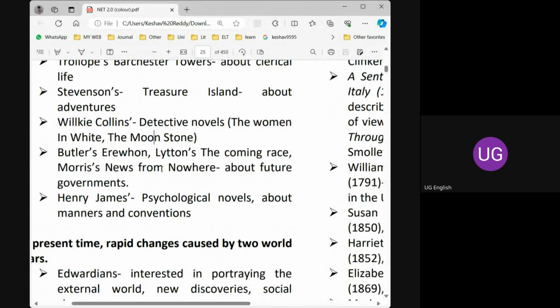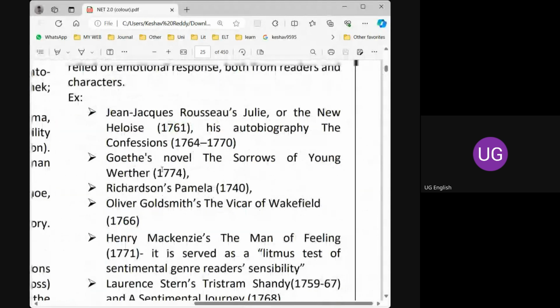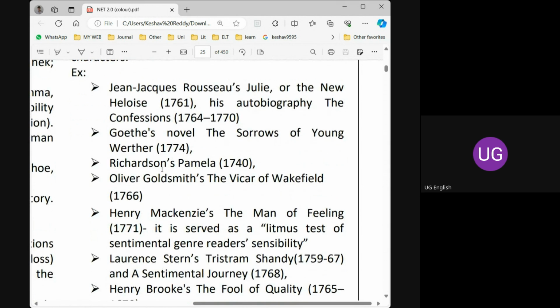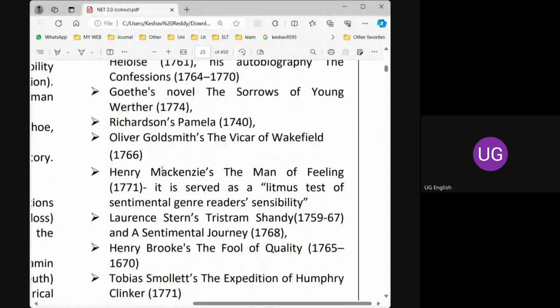Butler, Lytton and Morris novels. These are about future governments, that is, utopian society. We discussed this in the previous class also. And these are the terms we discussed: sentimental novel, based on ordinary characters and their sufferings and emotions. So very important. Richardson's Pamela, Vicar of the Wakefield, Man of Feeling by Mackenzie, all these are very important novels.